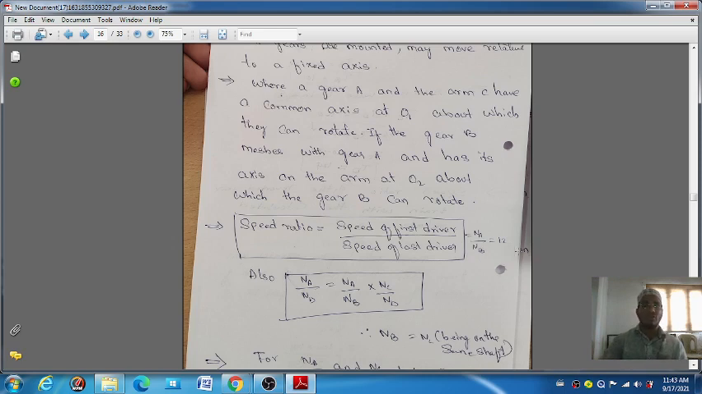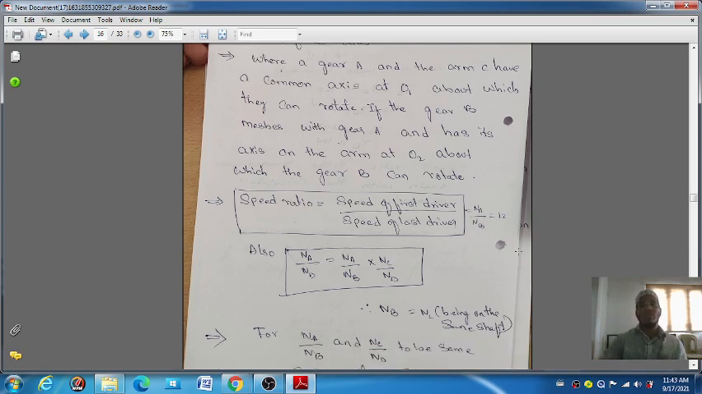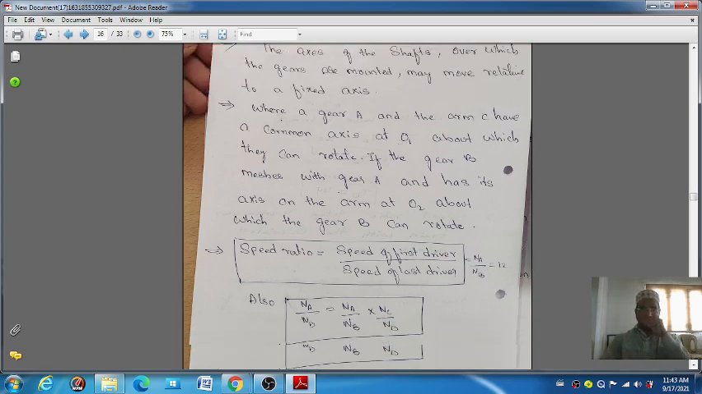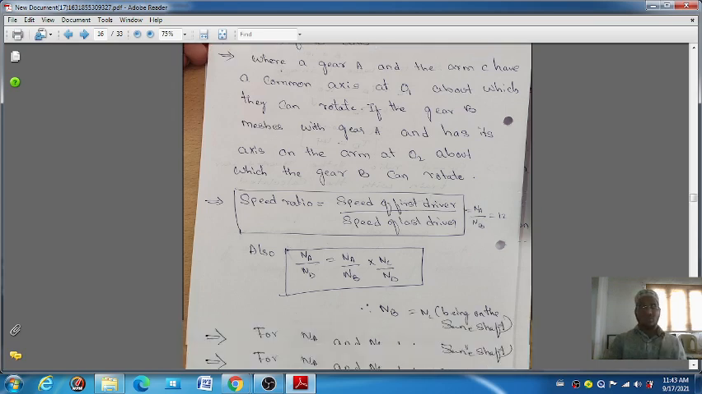If you want to take your notations also, you know very well the speed ratio formula is the speed of the first driver by the speed of the last driven. Or else, you know, the product of the number of teeth on the driven by the product of the number of teeth on the driver also. Na by Nb is equal to, okay, whatever is given in the question. If the question is given as 12, you can take 12 also.